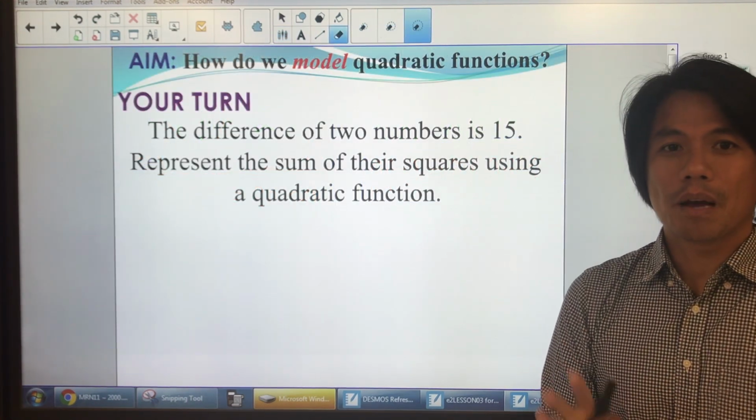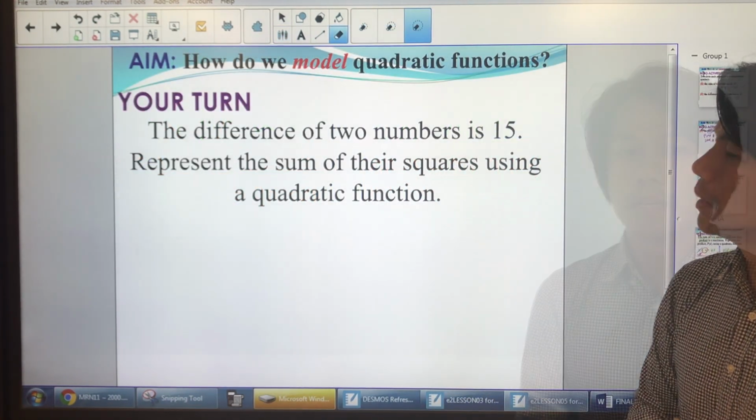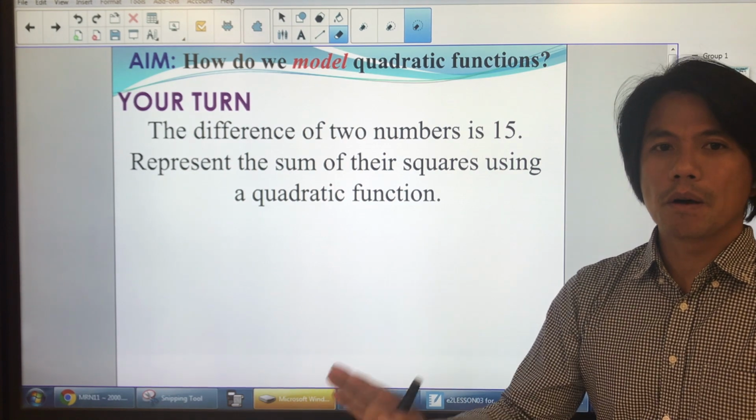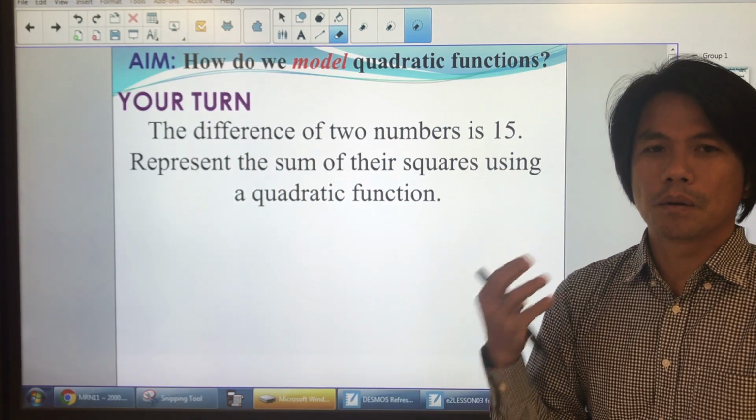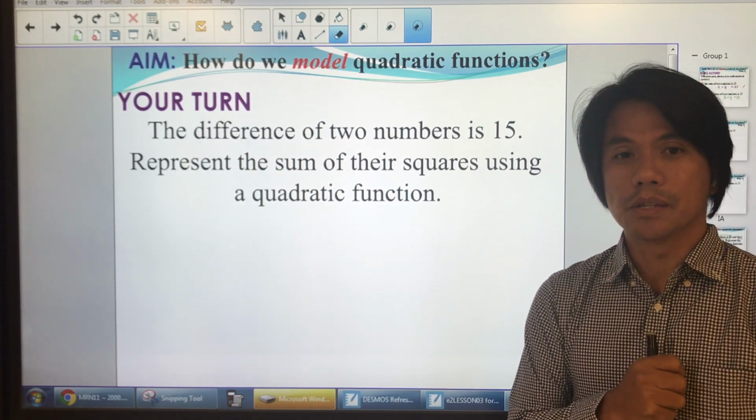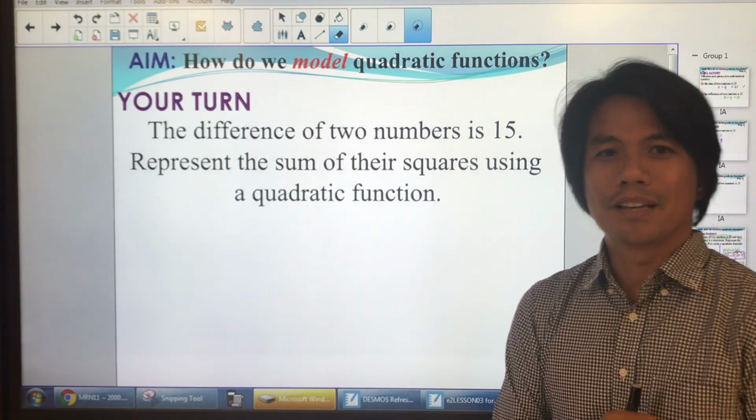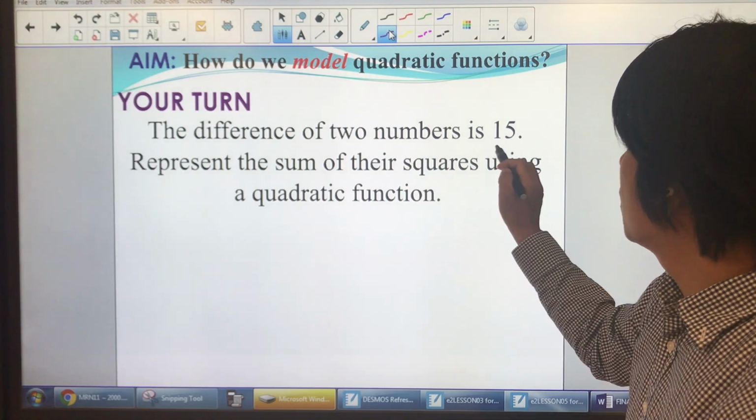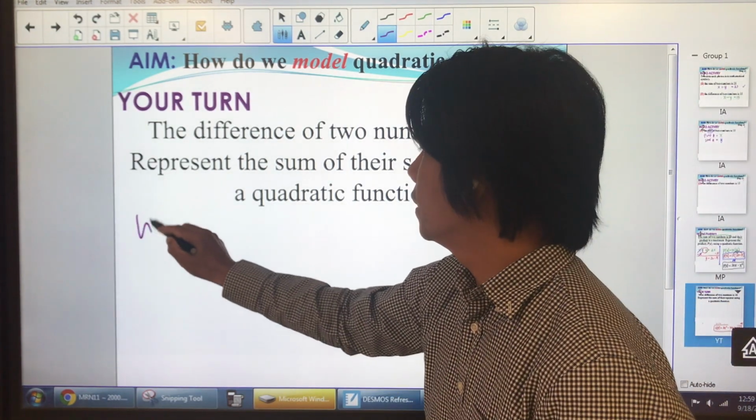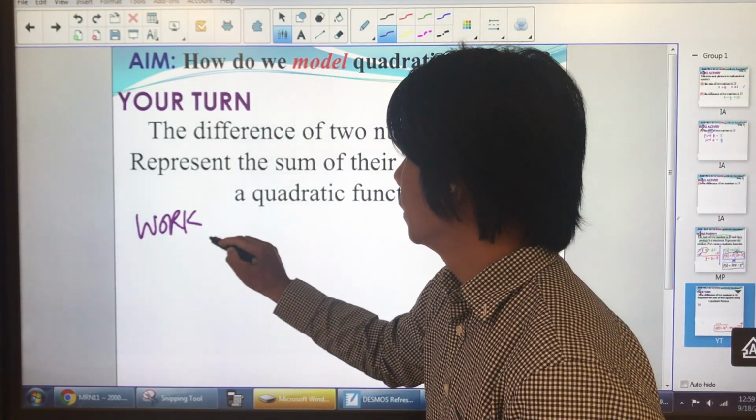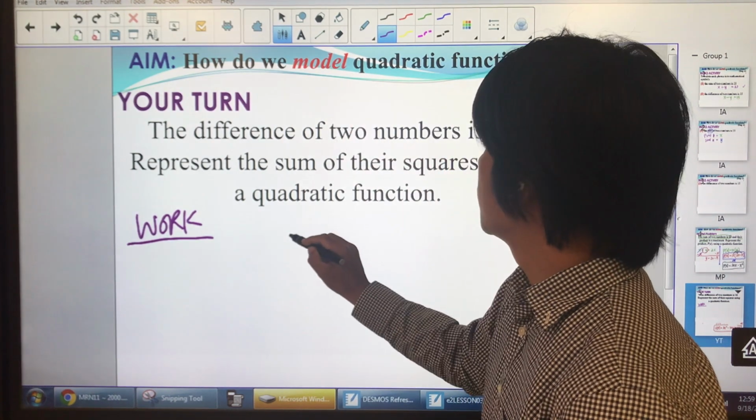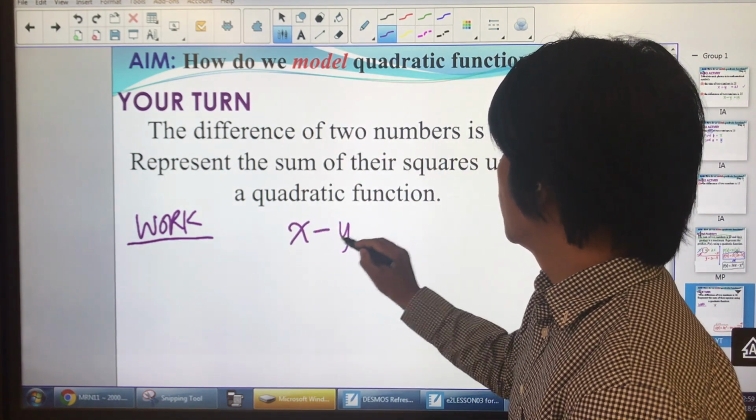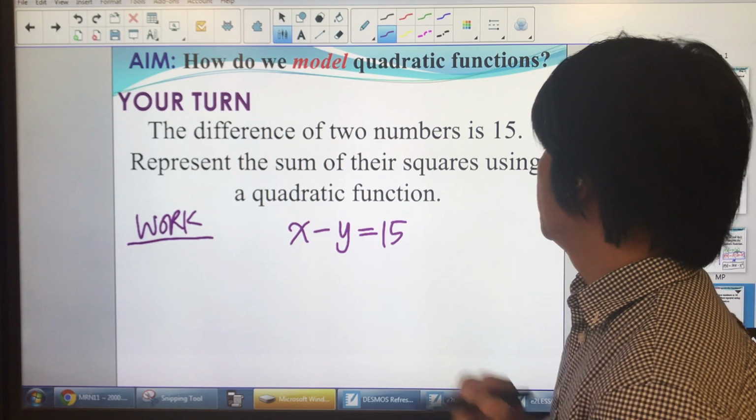So this time, I want you to complete this problem. So make sure you pause your video while you're doing it. Come back once you're done so that you can check your answer. Okay, let's check your answer. So the difference of two numbers is 15. We already know that from the intro activity, right? So the difference, the x minus y equals 15.